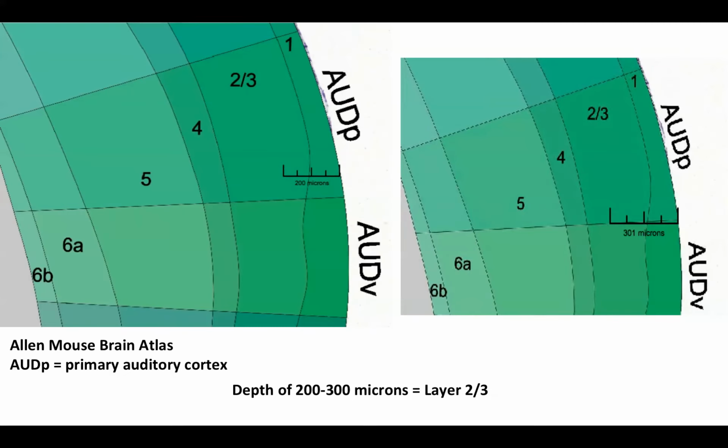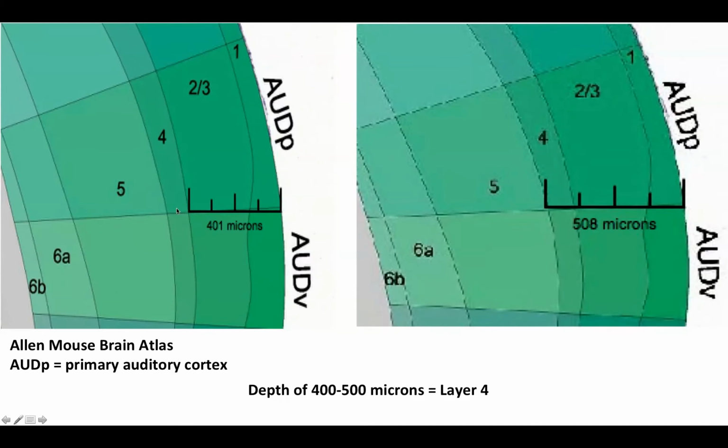And again, looking at the Allen Mouse Brain Atlas, we know that layer 2, 3 is at a depth of 200 to 300 microns. Layer 4 starts at a depth of 400 microns and extends down to 500 microns.